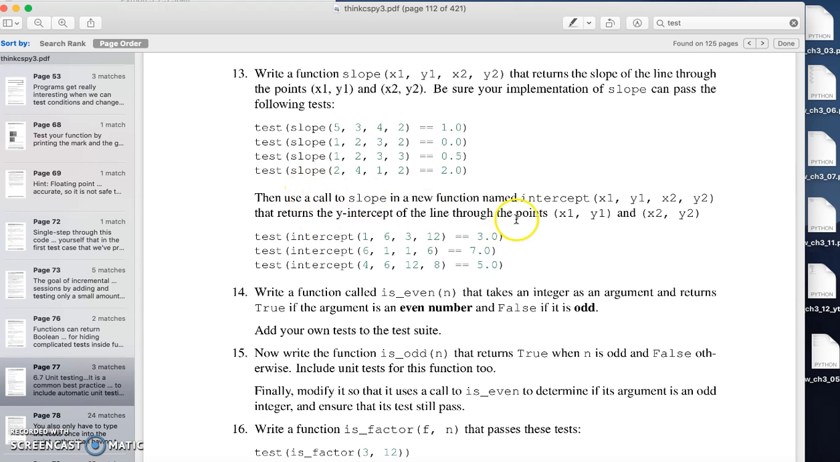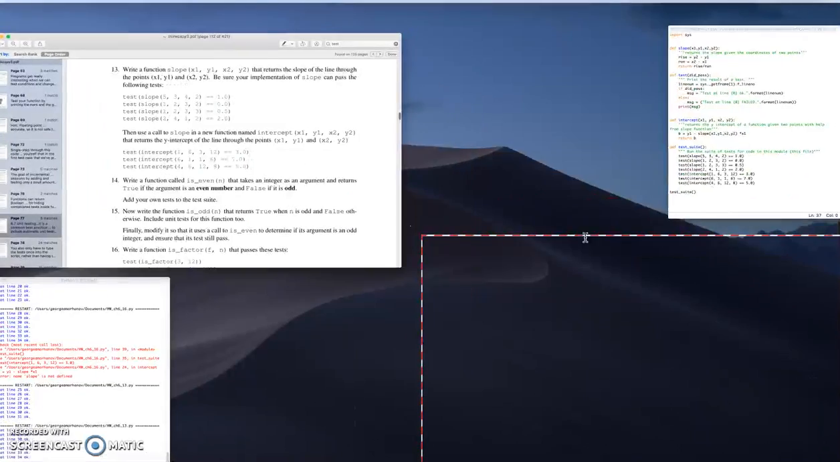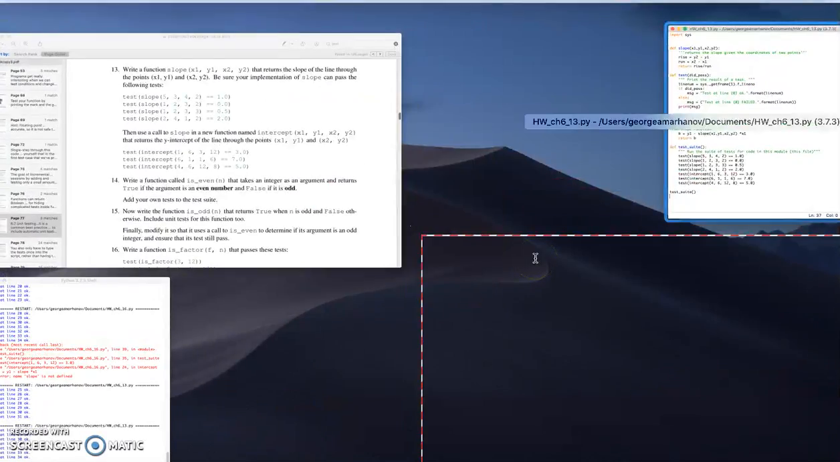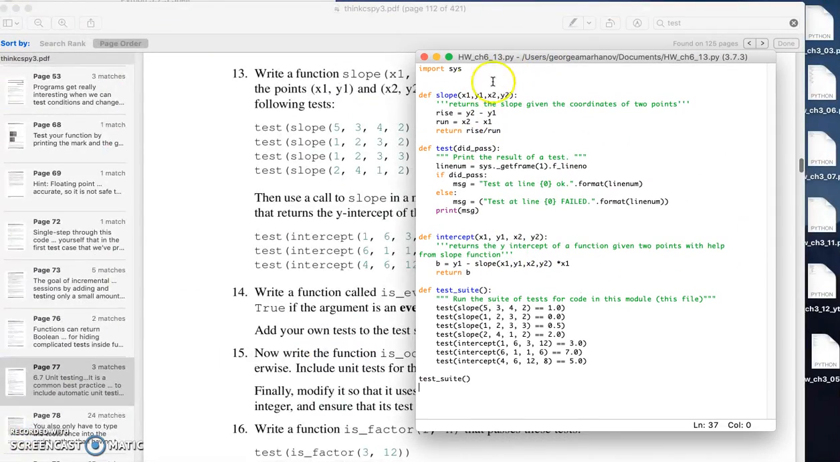It's also a two-parter. For the second part, we use that slope function, the first function we make, as a helper function inside this new one called intercept. Intercept has the same parameters, and what intercept does is it returns the y-intercept of the line that passes through those 2 points that are parameters. So here's my code.